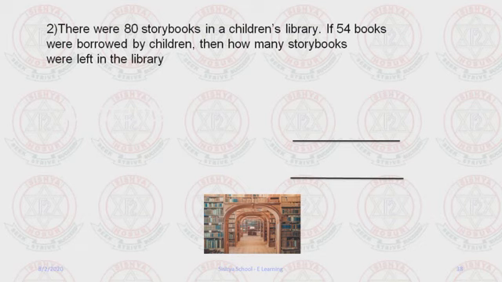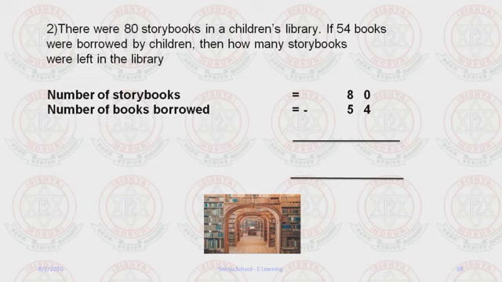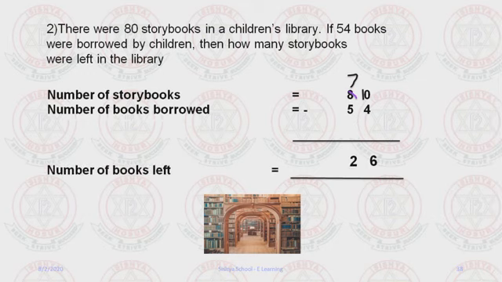What is the first statement? Yes, number of story books in the library is equal to 80. Number of books borrowed is equal to minus 54. Now check the ones place: 0 and 4. The greater number is at the bottom. Should we borrow? Yes, we have to borrow from 8. It becomes 7. So give 1. Now 10 minus 4 is 6. 7 minus 5 is 2. So how will you write the answer? Number of books left in the library is equal to 26.